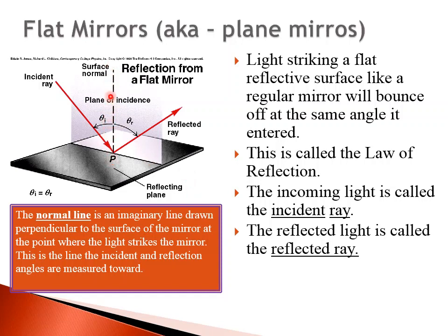The normal line is this dotted line in the picture. And that's an imaginary line drawn perpendicular, or at 90 degrees, to the surface of the mirror. This is the line that the incident and reflected angles are measured to. So you don't want to measure the angle down here with the mirror. You actually measure it with respect to the normal. So here's the angle of incidence, or the incoming angle, and here's the reflected angle, or the angle of reflection.